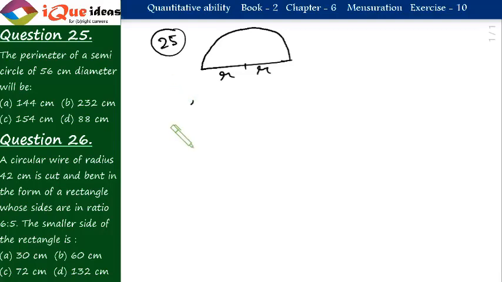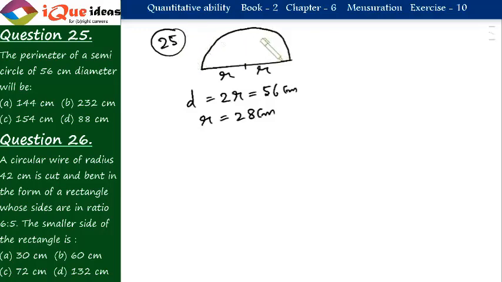Diameter is given as 56 centimeter. Now diameter is equal to 2r, and that is given as 56 centimeter. So from here we get r equal to 28 centimeter. Now look at the semicircle. Now semicircle has one curved part and one straight part.